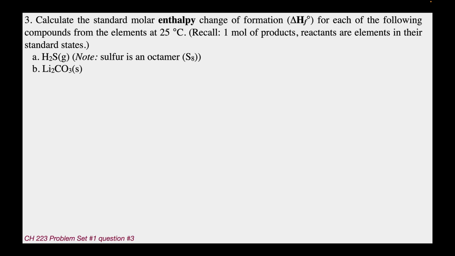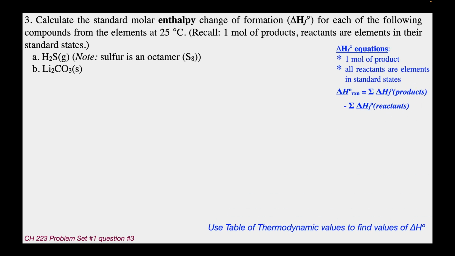In this question, it says calculate the standard molar enthalpy change, which is delta Hf with a little zero up there, for each of the following compounds from the elements at 25 degrees Celsius. And again, I have a little note there. It says recall 1 mole of products, reactants, or elements in their standard states. This is something we actually talked about in Chemistry 222, but it will be helpful to us here in Chemistry 223. So a formation, that little f right there, means a couple of things. First of all, it means that you always have 1 mole of products, and it means that for these type of chemical reactions, all reactants will be elements in their standard states.